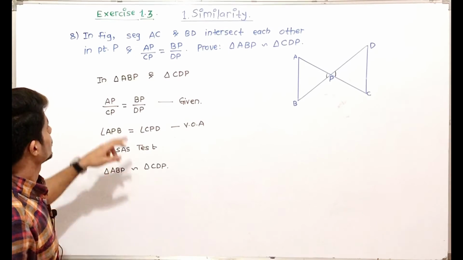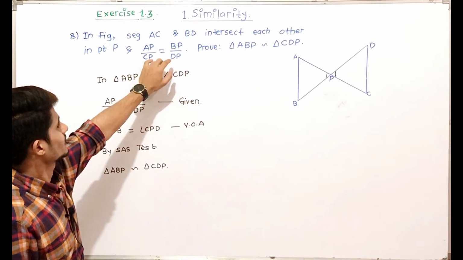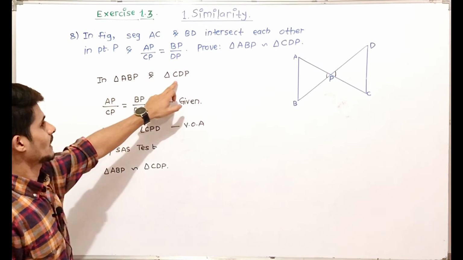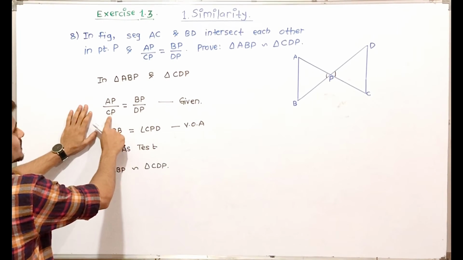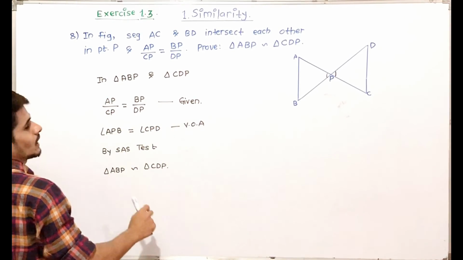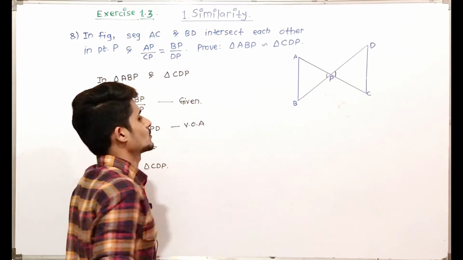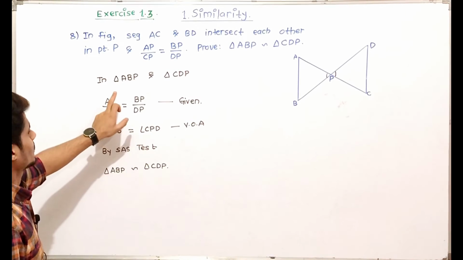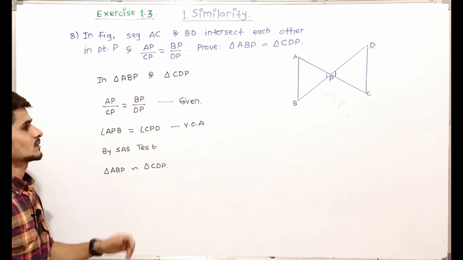So in this sum, we have to prove that these two triangles are similar, and we are given that AP upon CP is equal to BP upon DP. Firstly, we'll take the triangles and write the given: AP upon CP is equal to BP upon DP. The sides are proportional, it is given. And now if you see, angle APB is equal to angle CPD, vertically opposite angles. So by the SAS test, that is one side, one angle and one side, the triangles will be similar.